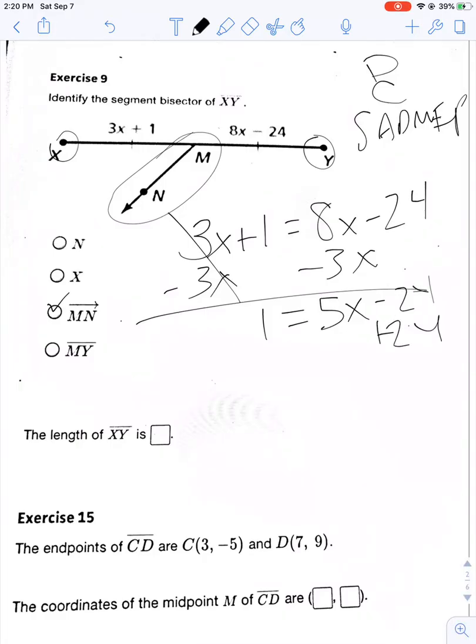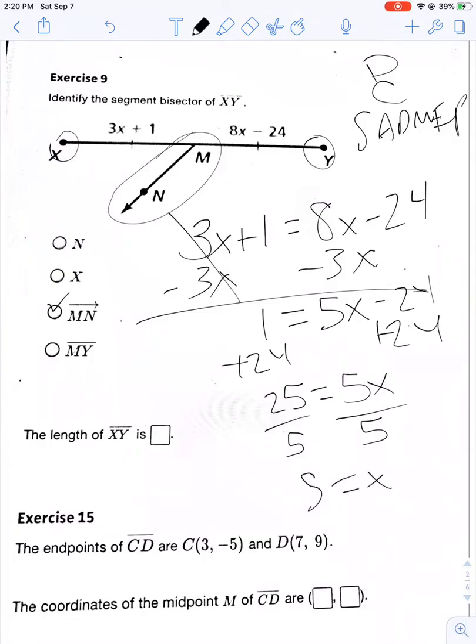Add the 24. 1 plus 24 is 25. And this is 5 times x, so we're going to divide. So 5 equals x. Yes, that is a 5, not an s. Is that better? Okay. So then it wants to know, what is XY?